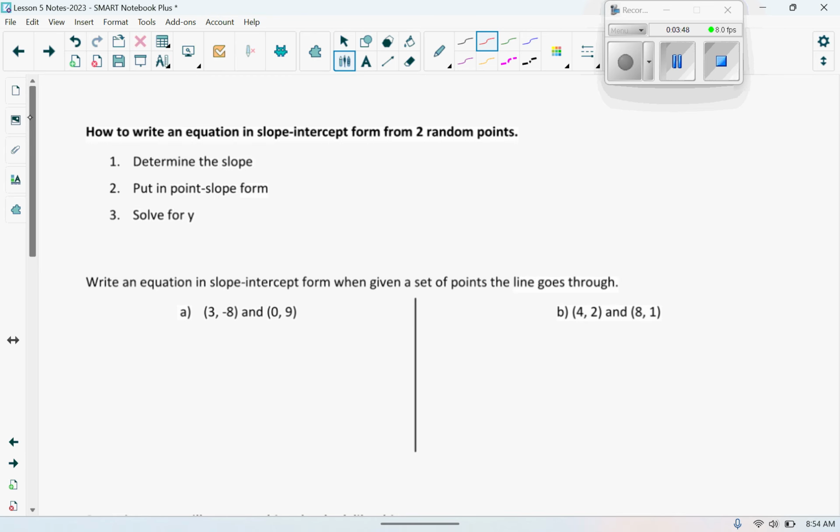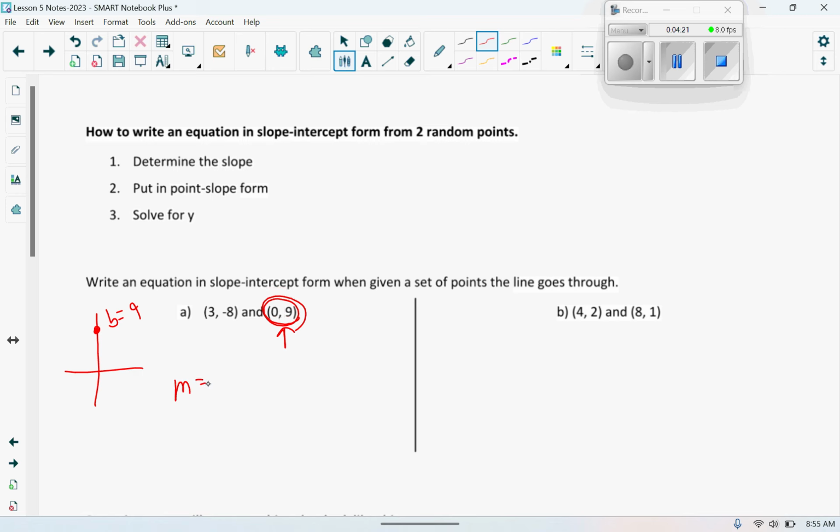So we're going to be talking about writing an equation from 2 random points when we don't have a graph. So we don't have that slope. So anytime you have this situation, think about this. If we graph this, that's our b. Our b is going to be 9 because that's where it crosses the y-axis. So anytime you have that, that's kind of like a nice little gift that you don't have to do extra work. So we know our b already, but we need to find our slope.